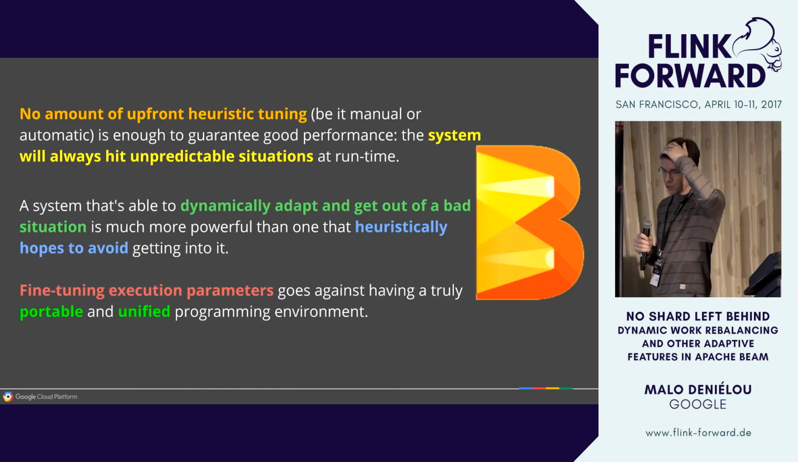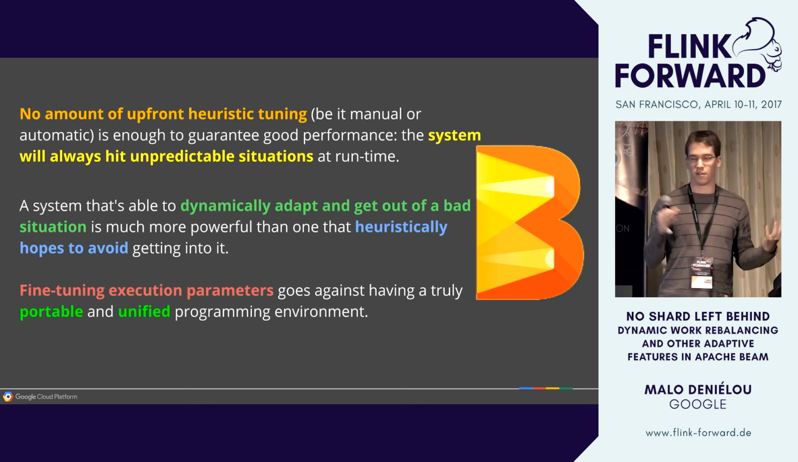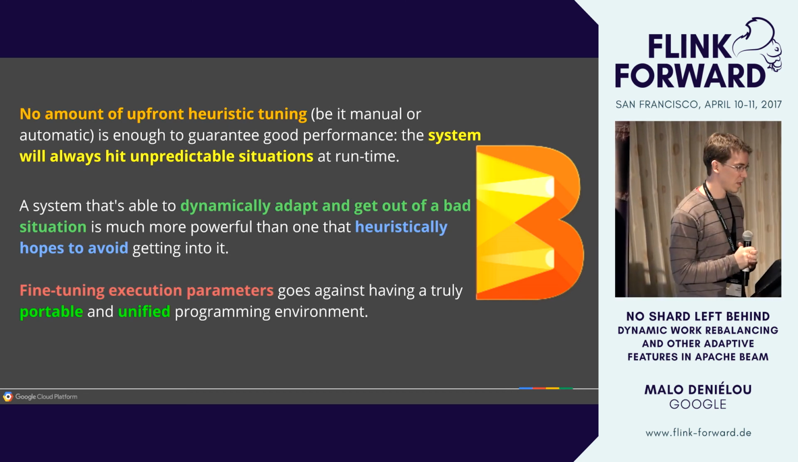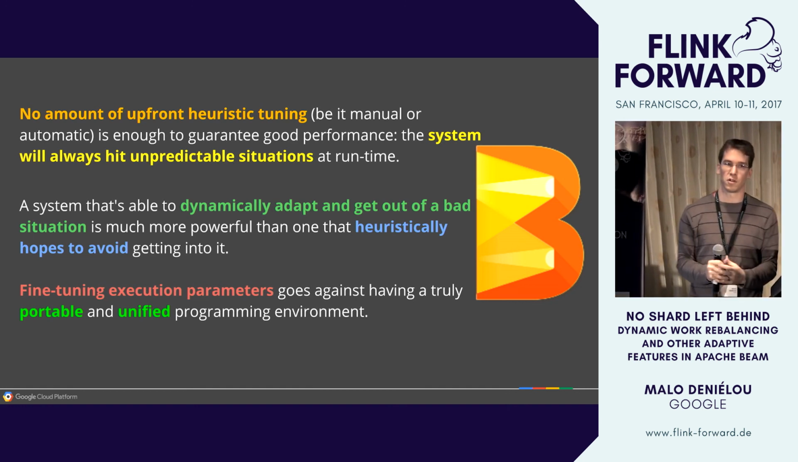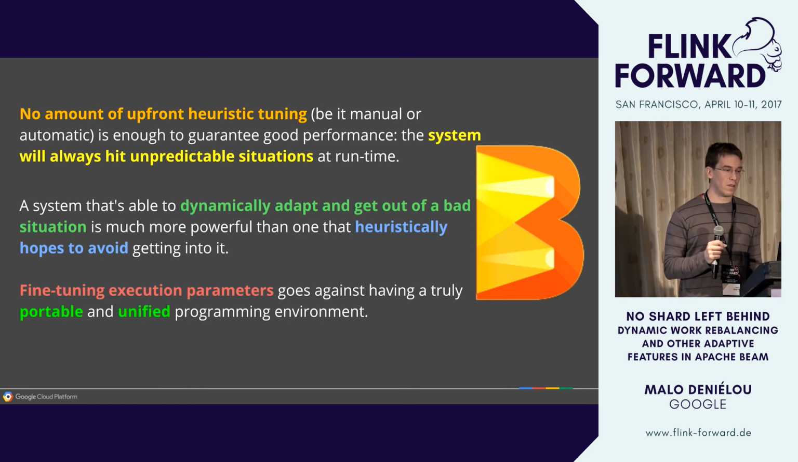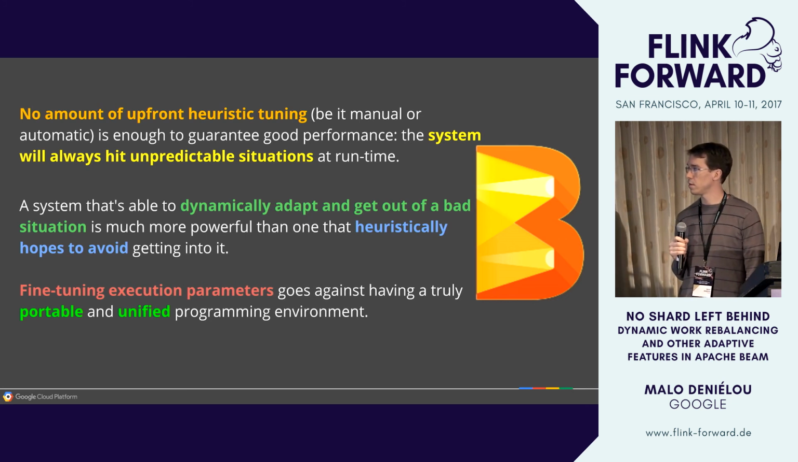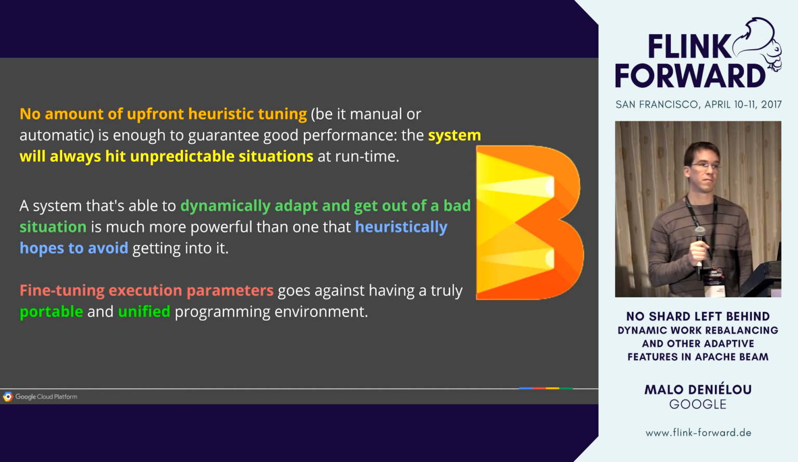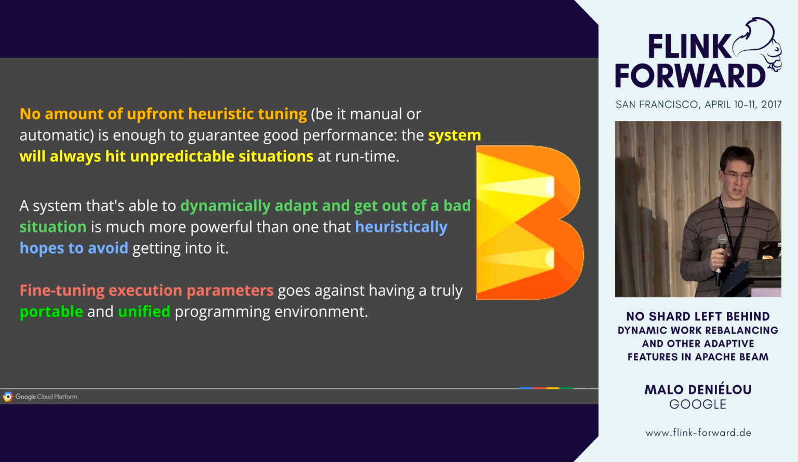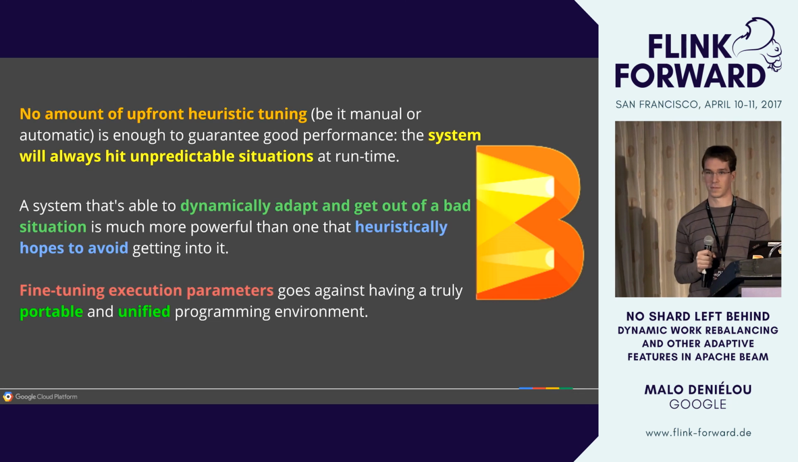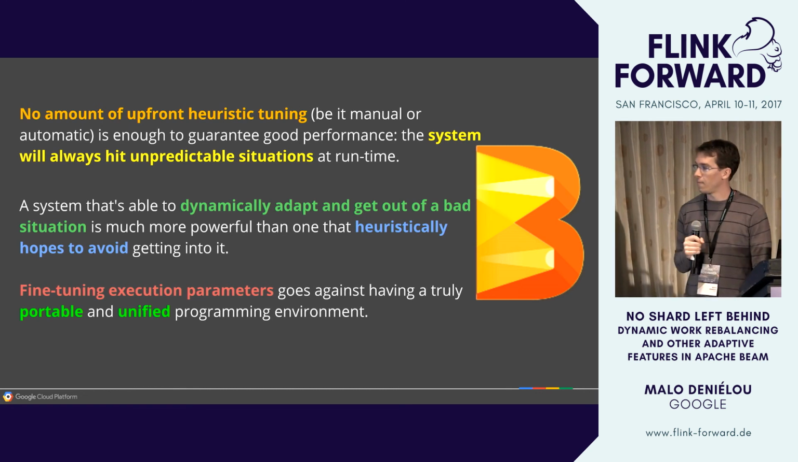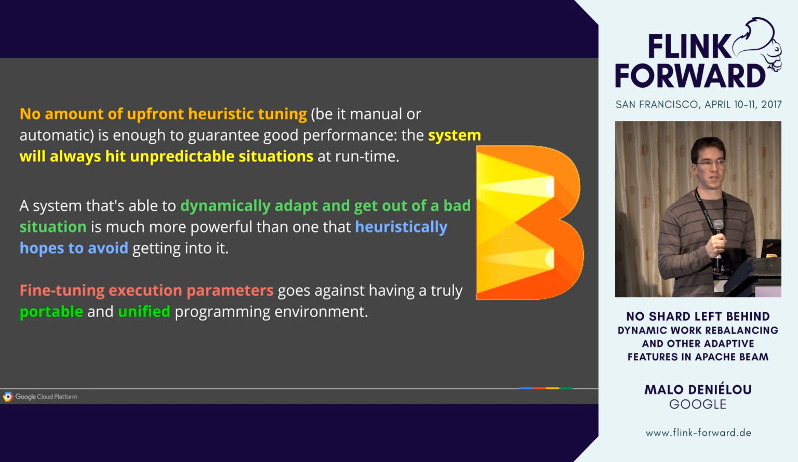So that leads to the philosophy that is one of the pillars of Apache Beam and its design, the idea that we want to build the API for big data for the future, right? And there are 3 points in there. The first point is that no amount of upfront heuristic tuning, whether manual or automatic, is enough. Because even if you sample your distribution, there are always runtime issues that are going to hit unpredictably. It could be network congestion or something else. So upfront heuristic tuning is not enough.